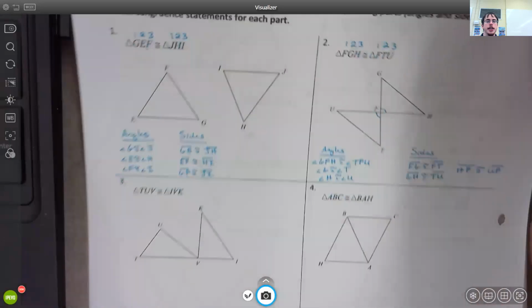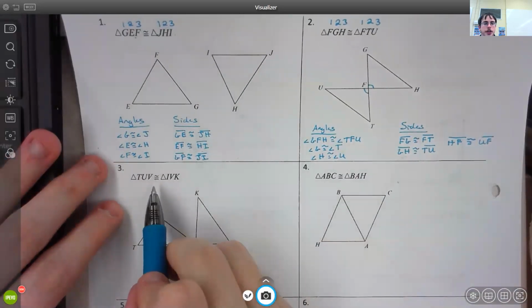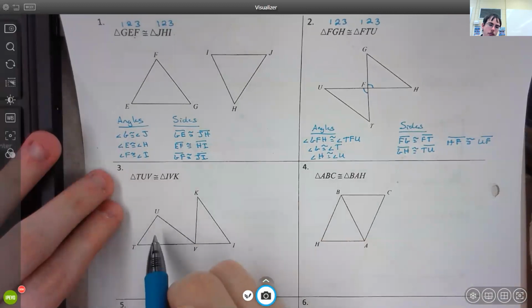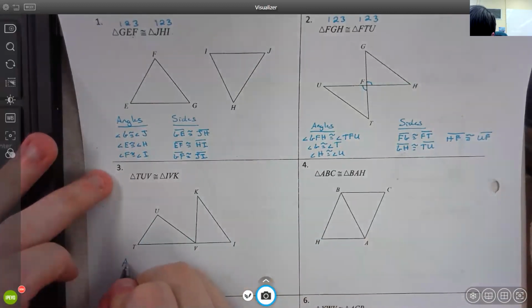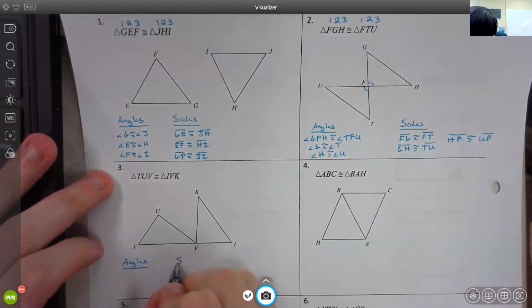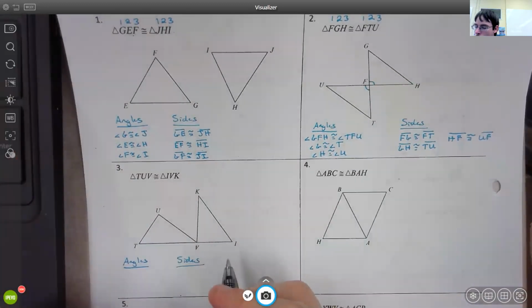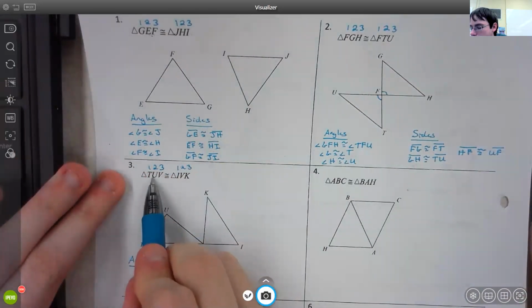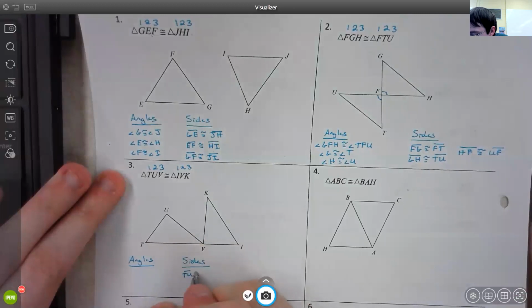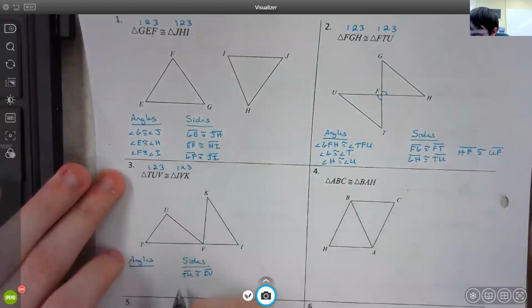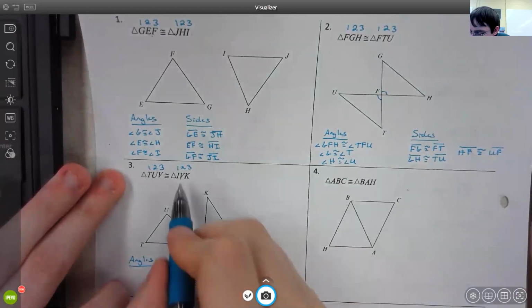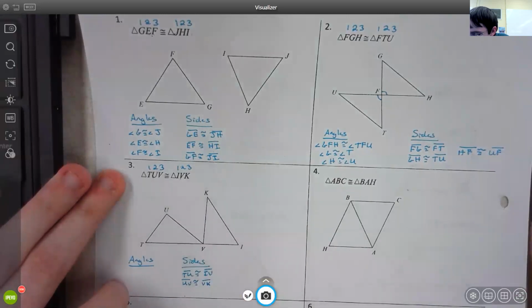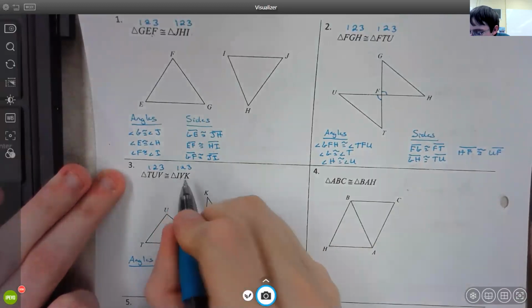And then finally, number 3, we have triangle TUV is congruent to triangle IVK. We're going to do our sides again first and then our angles. The sides tend to be a little bit less complicated. So the sides we have TU is congruent to IV. Then we have UV is congruent to VK. And then TV is congruent to IK.